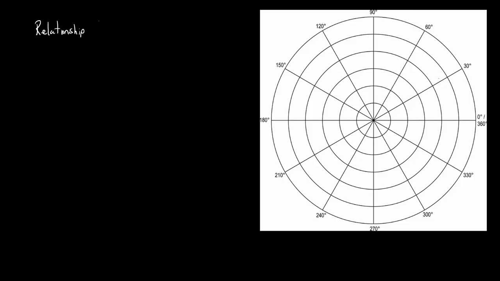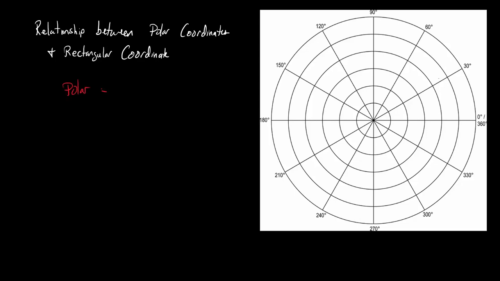In this video we're going to discuss the relationship between polar coordinates and your rectangular coordinates. Basically, we're going to discuss the conversion from polar to the xy plane. And remember, polar falls in the form of r comma theta. So we want to go from the polar coordinates to the xy plane.